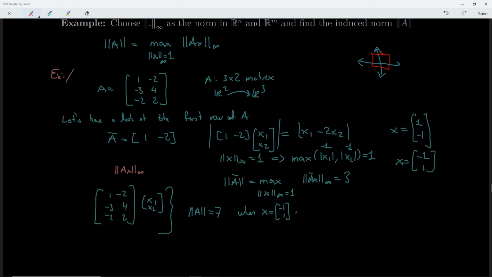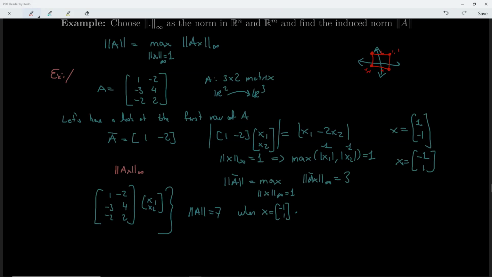This is 1, this is -1. So all these corners are also included in this unit sphere. These are the (1, 1) and this is the (-1) point. So these are all vectors with the infinity norm being equal to 1, right?